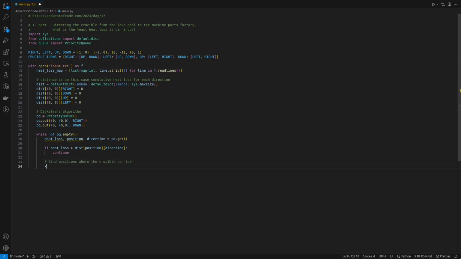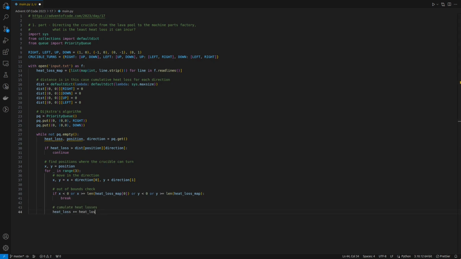While there is something in the priority queue, I remove the node from the queue. If the heat loss I incurred is bigger than my best solution so far, I go to the next node. Otherwise, I find positions where the crucible can turn and add them to the queue if it is a shorter path. In the end, I choose the shortest distance at the bottom right city block among all the directions I could have continued to.